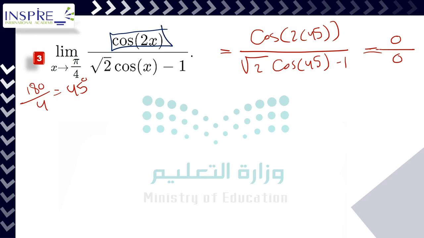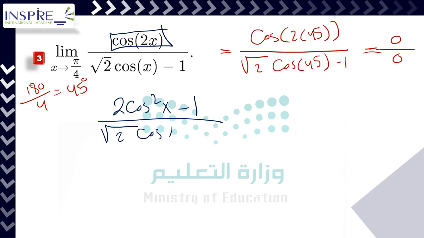This is cosine 2x. So I'll expand it, but I will use the second rule, which is 2 cosine squared x minus 1, because I noticed that in the denominator we have root 2 cosine x minus 1. So I factorize this one to be 2 cosine squared x minus 1 over root 2 cosine x minus 1. For all of this, we need the limit as x approaches pi over 4, which is 45.